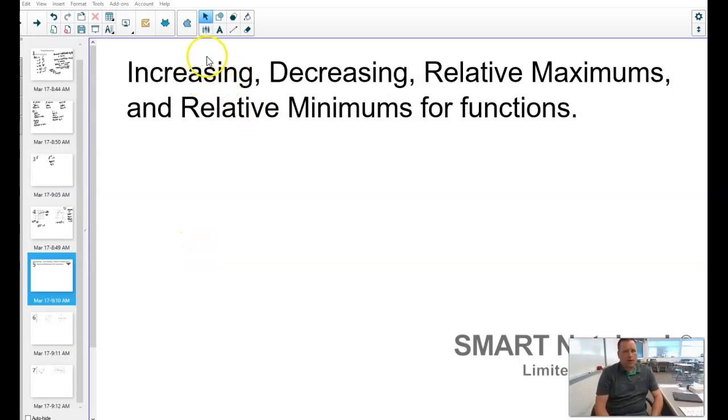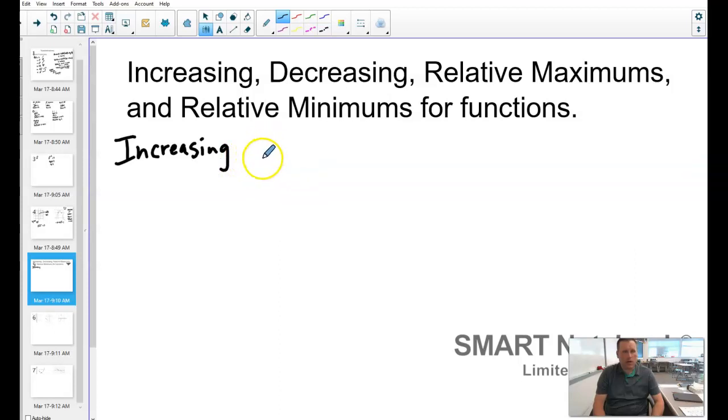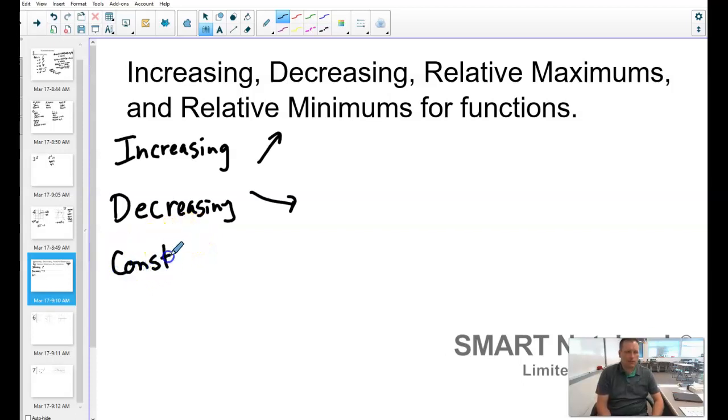All right, this is a video on increasing, decreasing, constants, and then relative maximums and relative minimums for functions. So just to quickly define them, when a function is increasing, we're going to look from left to right, and it's going to be going up as we move left to right. Pretty intuitive there. Decreasing, we are going to be going down as we go from left to right. If it's constant, it's flat as we move left to right.